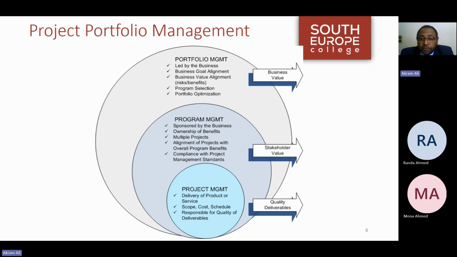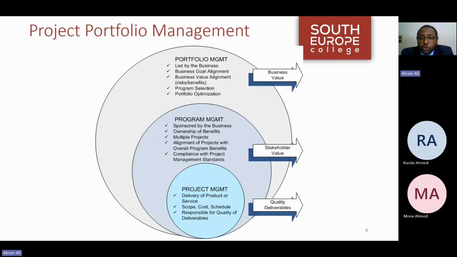Project portfolio management. When we speak about project portfolio management, we are speaking about the alignment of the strategic initiatives and how we achieve the required benefits, as well as the required value from our organizational project management practice.